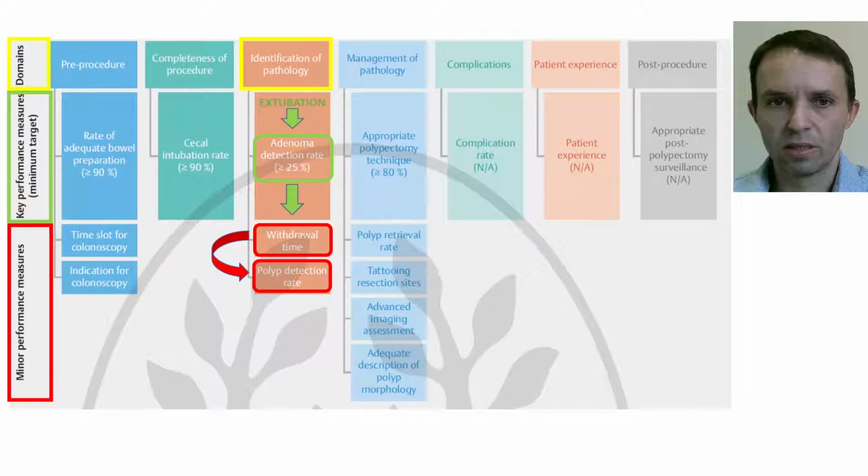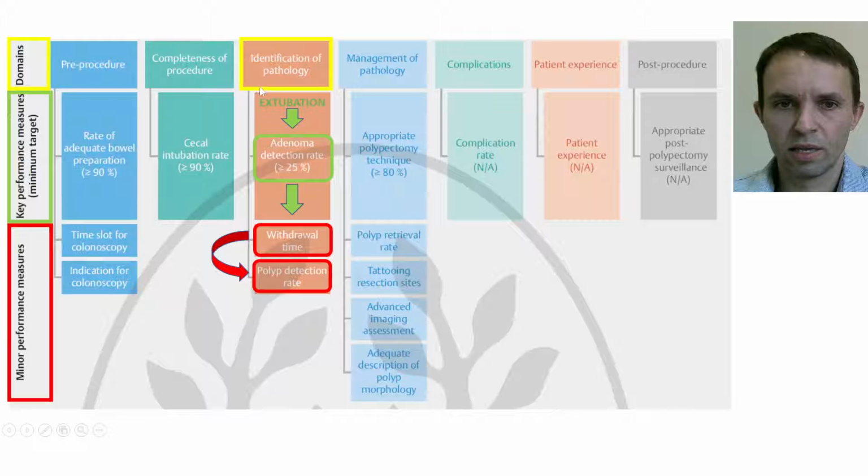In the previous episode, I was talking about the domain named Identification of Pathology, where we discussed extubation or withdrawal of the endoscope and looking for lesions like adenomas or other polyps. In this episode, I would like to talk about the management of pathology. What actually do we do when we find a lesion?